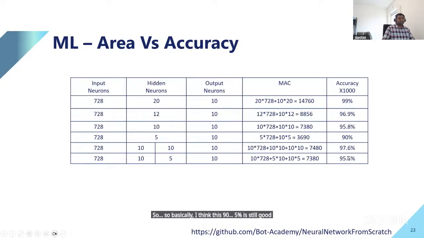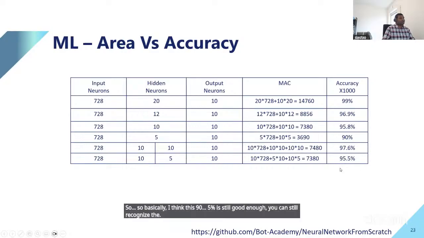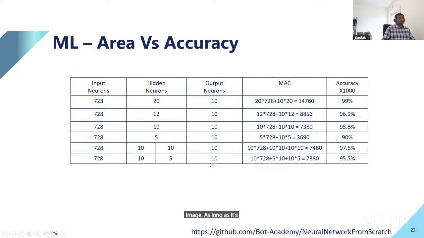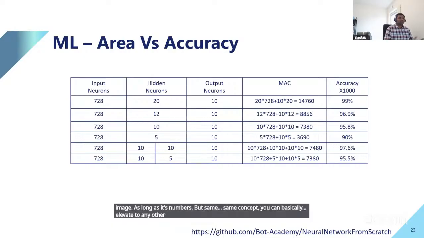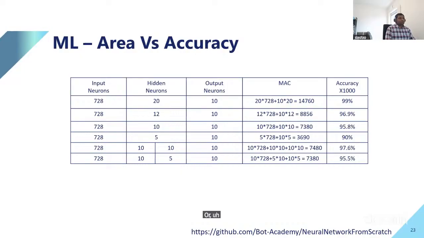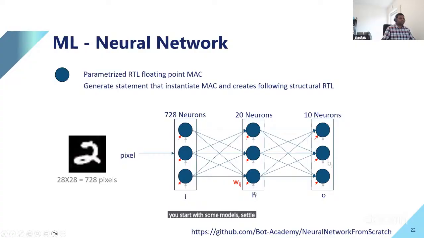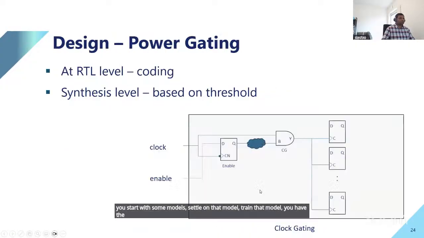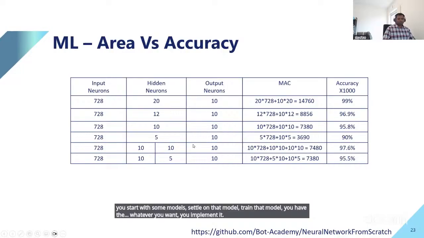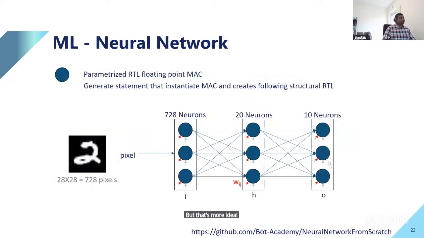You can still recognize the image as long as it's numbers. But same concept, you can basically elevate to any other image, like face recognition or some audio recognition. That really doesn't matter. But the key concept here is, you start with some model, settle on that model, train that model. You have whatever you want, you implement it. So that's more of an RTL implementation point of view.